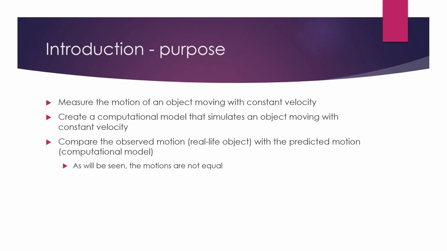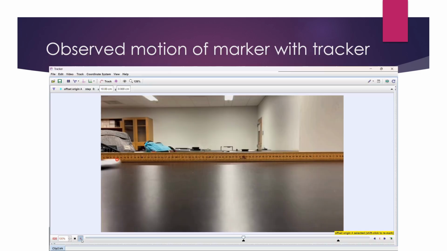The purpose of this lab is to measure the motion of an object moving with a supposedly constant velocity and to compare this observed motion with the predicted motion from a computational model that simulates an object moving with constant velocity. As we will see in the results, the observed motion and the predicted motion are not equal. This video is the observed motion of the rolling marker. I then used Tracker to measure the position of the marker during each frame.